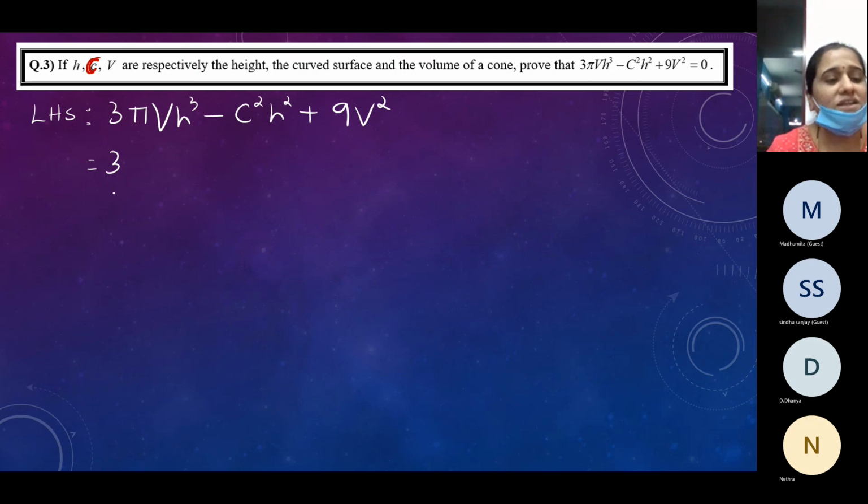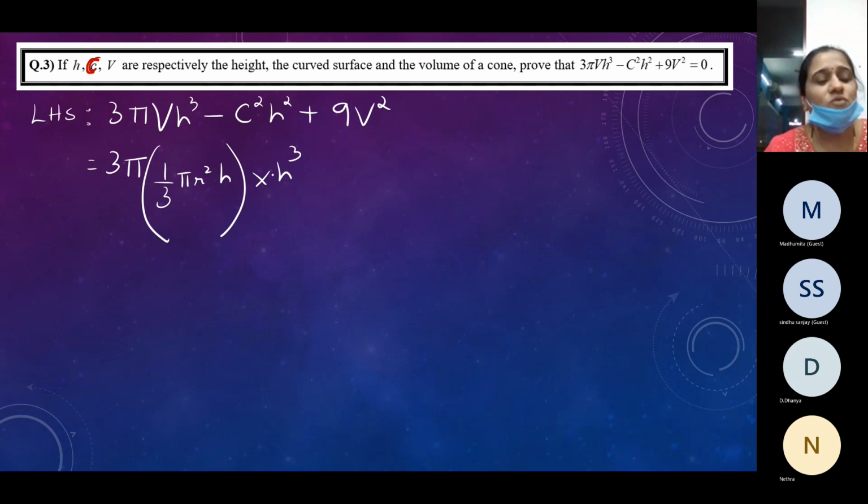All right. So 3, don't take the value of pi as 22 by 7. Have pi as pi itself. Okay, V. What is V, children? 1 by 3 pi r square h, into h cubed. What is V, children? Volume. And what is volume? 1 by 3 pi r square h. Why? Because it's a cone. Then minus. What's the value of C, children? C is the curved surface area of the cone, which is pi r L.